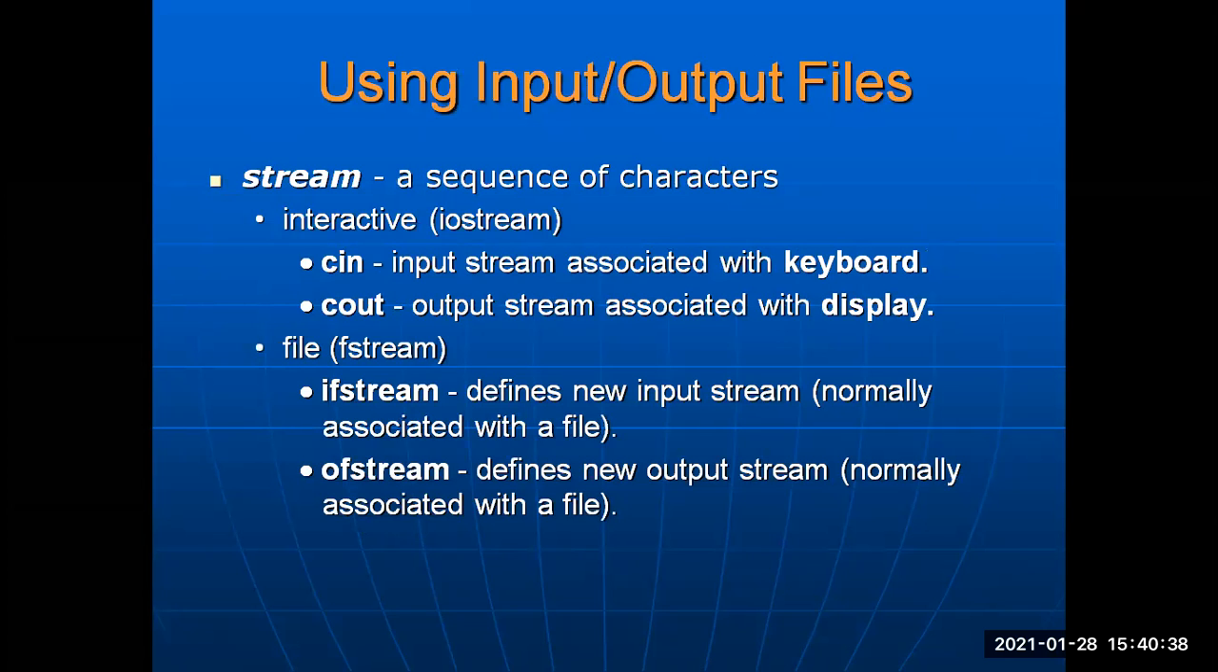In order to do all these IO operations on the file, we have to use the streams concept. A stream is basically a sequence of characters or a flow of data in terms of bytes or characters. So basically we have the IO stream. We have various categories of streams: I stream, O stream, IO stream, that is, input-output stream, which has some predefined objects, cin and cout. cin is the input stream associated with the keyboard and cout is the output stream associated with the display.